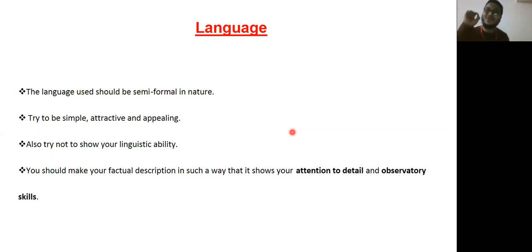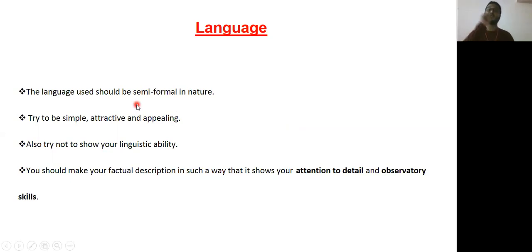And this should be the formula to write your writings. Whatever you write, students, it should be simple, attractive, appealing, and to the point. You must not exaggerate, you must not elaborate too much, or you'll get confused at the end. Also try not to show your linguistic ability. Students, I especially want to talk on this part.